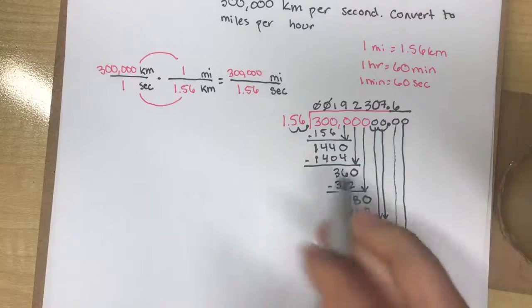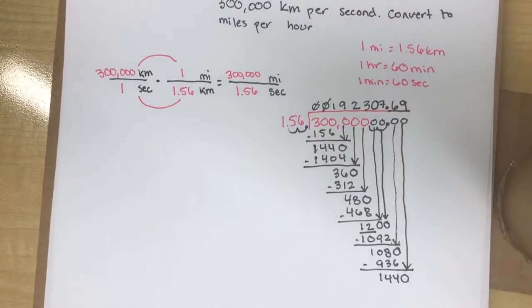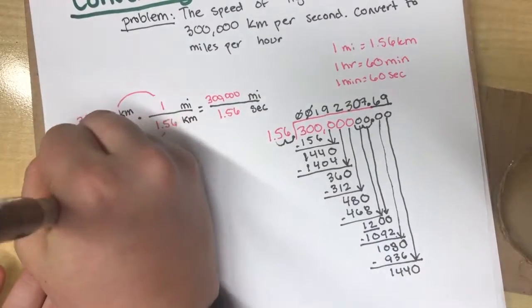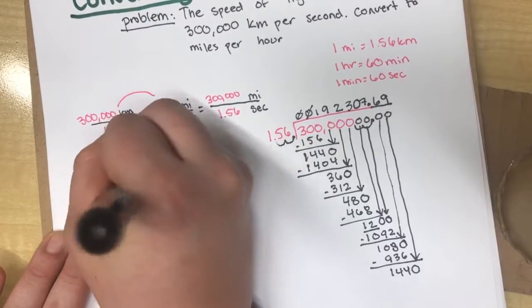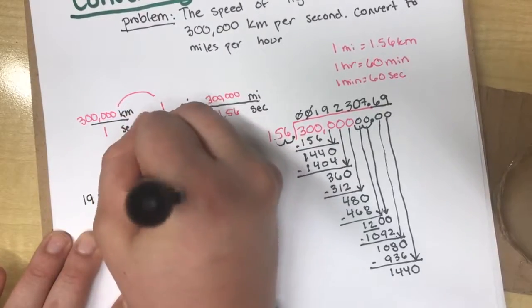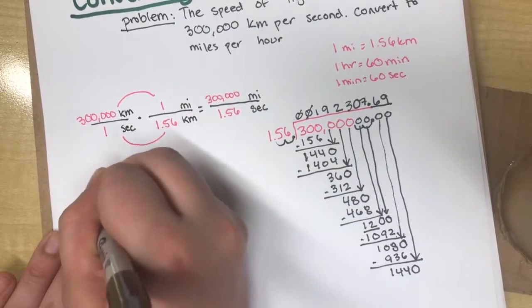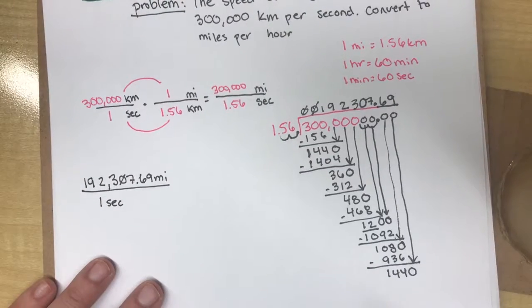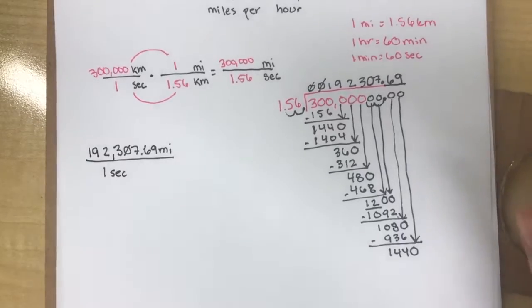Bring this down. I've already done this, so I know that this is a 9. Okay, so now the information I have is that it's 192,307.69 miles per 1 second. And now we can do our conversion to miles per hour.